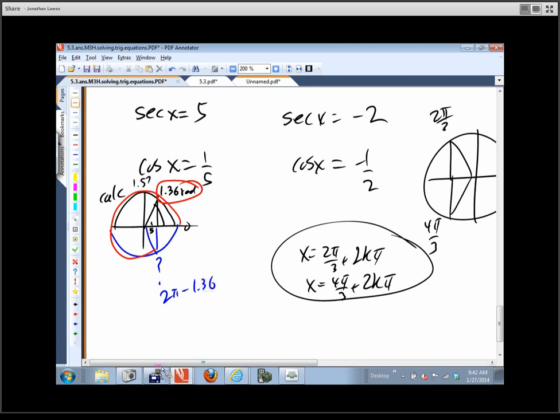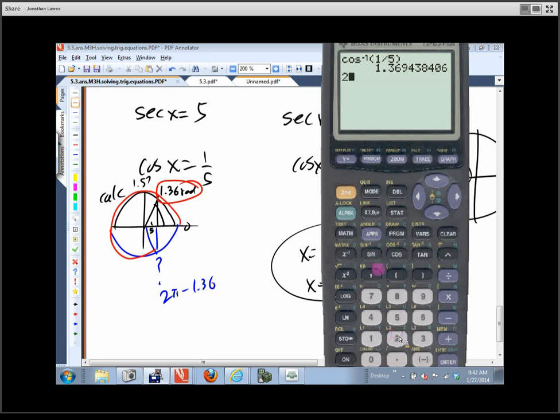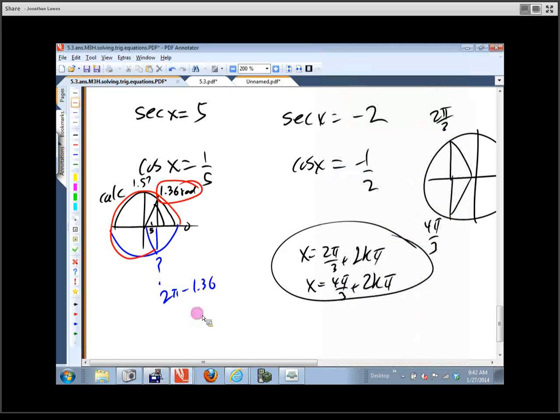So we'll throw that in the calculator. So we'll do 2 pi, and I'm going to subtract that last answer there. So it's going to be 4.91. Okay? Any questions?